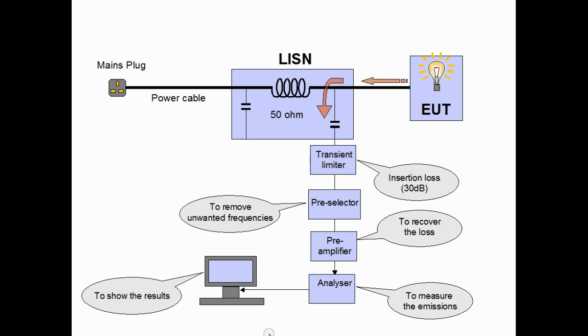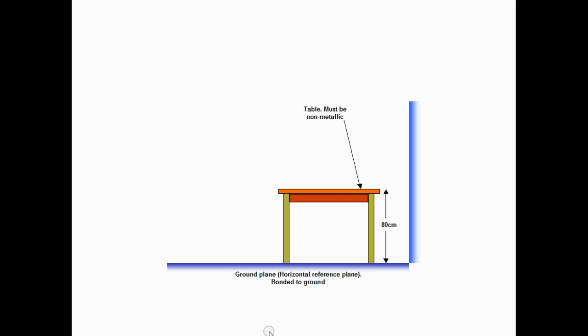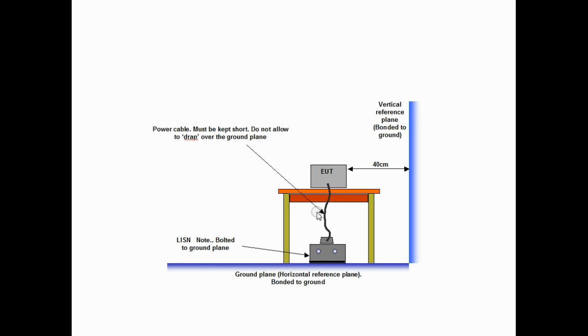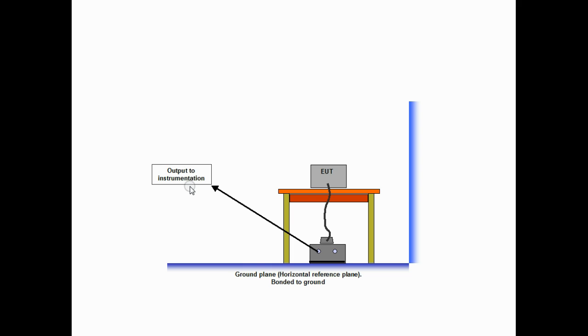Now the standards define exactly how we set this up physically. They define a wooden table, or at least a non-metallic table, no ground plane on top of the table, but we do have a ground plane or horizontal reference plane on the floor. We bolt the LISN to this ground plane. It's bolted down to make sure we get good bonding to the ground plane, and the product is put onto the table, connected by a short mains cable to the LISN. The cable should be just long enough. Excessive length does not help. Finally, we take the output from the LISN to our instrumentation.